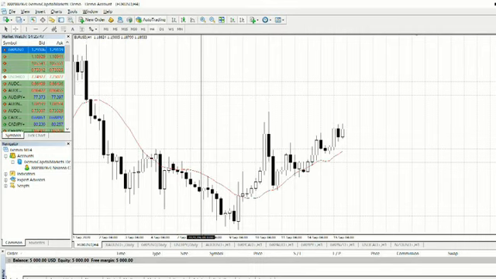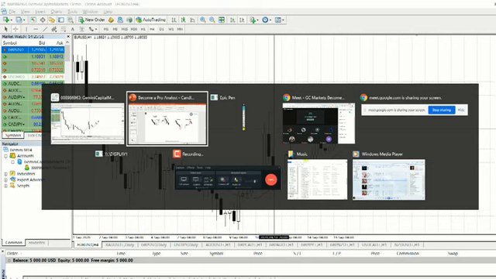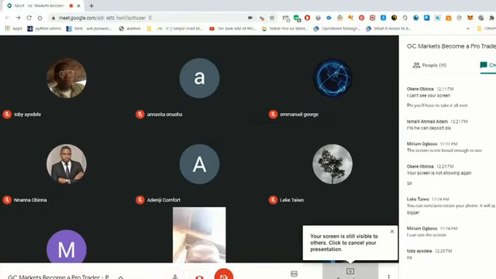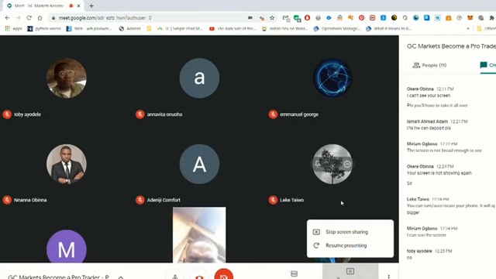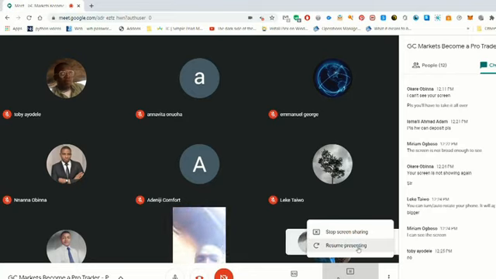Can you see my screen? Please don't share your screen. Do not present so that it doesn't take off. Please don't share your screen, just watch what is going on on my screen. Okay.